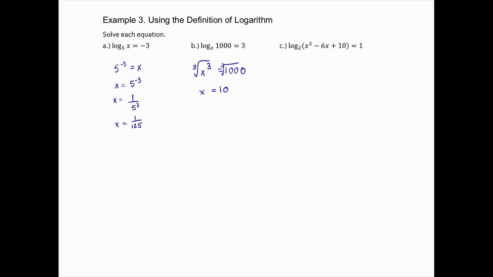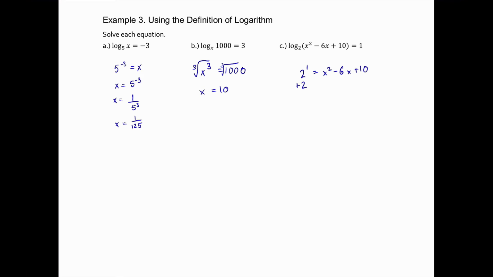And in the last example, don't let this quadratic input to the logarithmic function intimidate you. It's just a composition of functions. Same process. The base is 2. So we have 2, go to the other side, get 1, and that's equal to x squared minus 6x plus 10. 2 to the 1 is just 2.